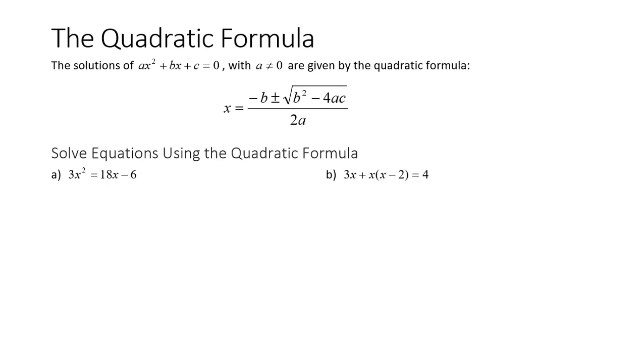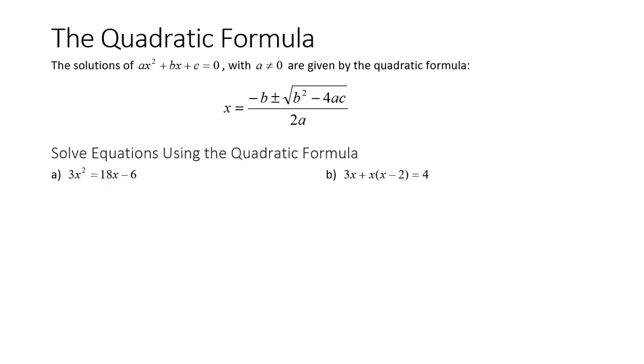In this section, we're going to finally formally look at the quadratic formula. The quadratic formula is a tool, and the solutions of ax squared plus bx plus c equals 0 with a not equal to 0 are given by the quadratic formula. You can actually derive the quadratic formula from the completing the square method. And if you're really curious about that, I would encourage you to try it.